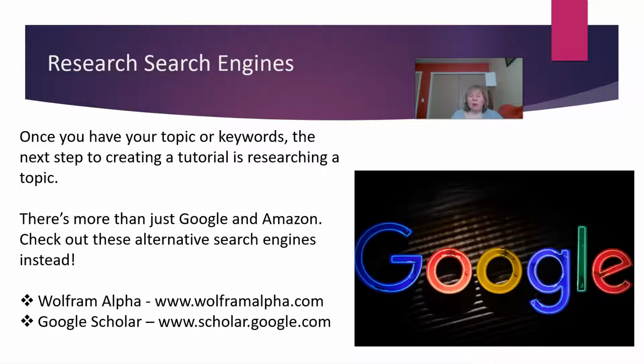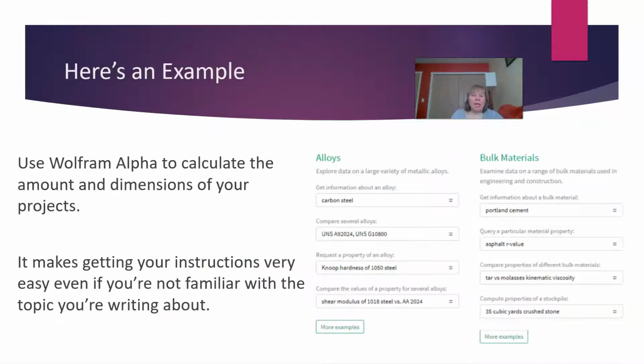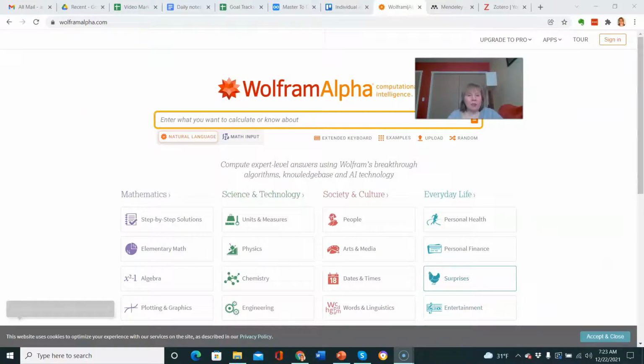So for example, scholar.google.com. One of my favorite tools is actually wolframalpha.com. And it's really focused on giving you different types of information that you can then incorporate into tutorials. So they have step-by-step instructions on numerous topics. And it allows you to do things like calculate dimensions, find out what materials you need to use, and so forth.